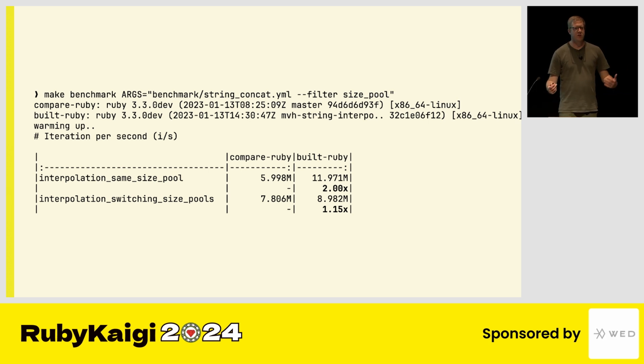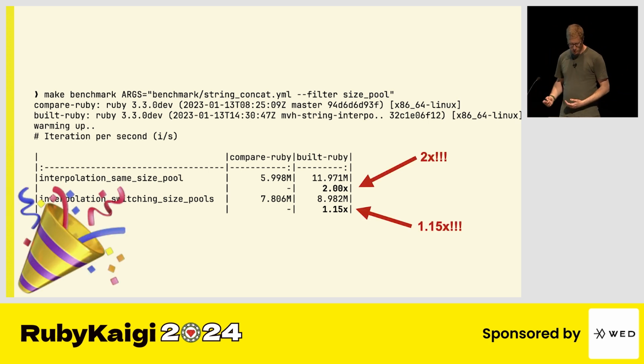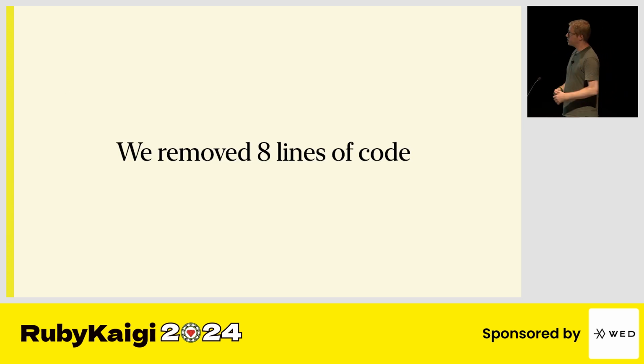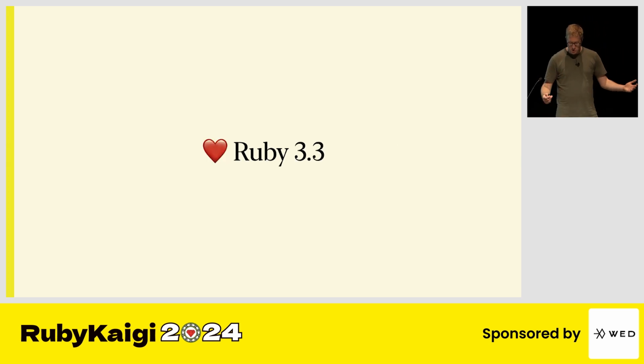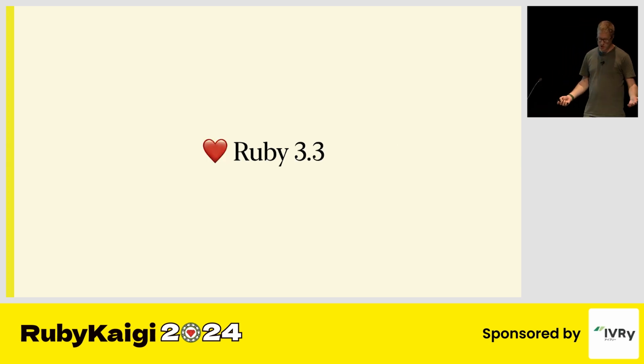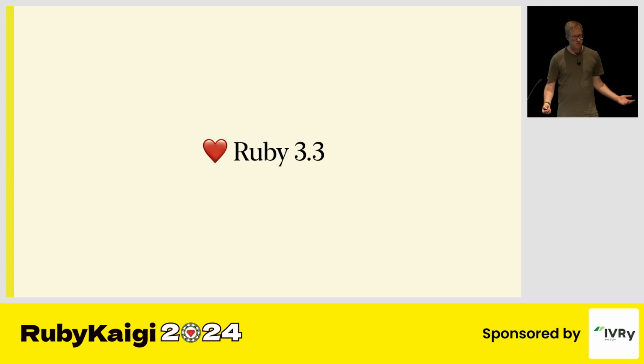And when we compared the new patch with the original code, we saw that we doubled the performance of interpolations within that same bucket and improved the performance of interpolations that cross a bucket. And this is a fantastic result. This made me really happy because essentially I just removed 8 lines of code. And so these improvements, yeah, we shipped this. This is what made its way into Ruby 3.3. And now string interpolation is a lot faster and cleaner than it was before.